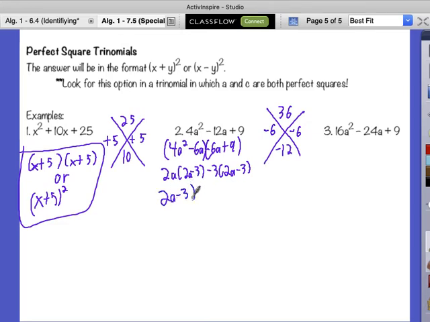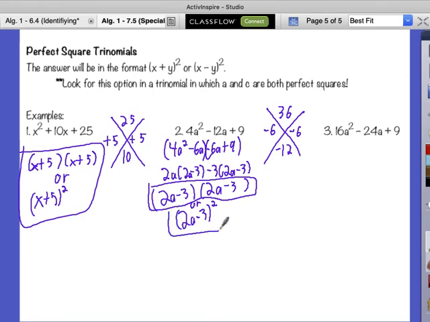2a minus 3 in the first parenthesis. What goes in the next? 2a plus 3? Nope. 2a minus 3. Don't confuse this with the difference of 2 squares. This is business as normal. So do we have the same thing in the parentheses exactly? Yeah. So we could just write 2a minus 3 quantity squared. Either one of these is the right answer. Questions on that? No. Okay. Now everybody try number 3.